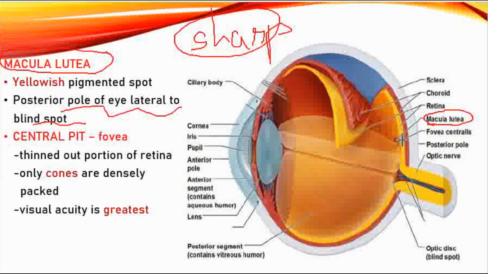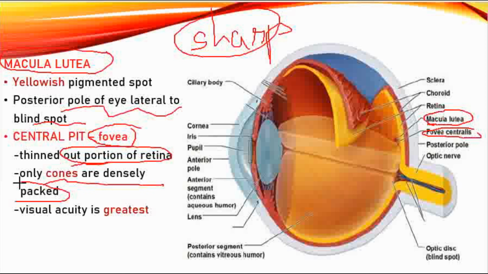It contains a central pit, like a hole or depression in the middle, and that is the fovea. Here it is labelled fovea centralis. It is a thinned out portion of the retina, where mainly cones are densely packed. So cone concentration is high, and the visual acuity is greatest.